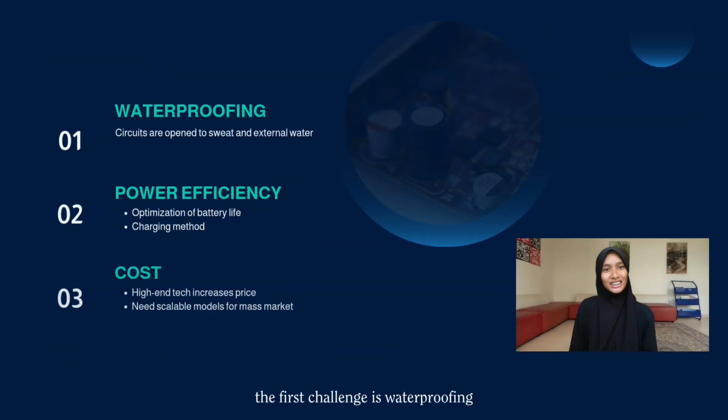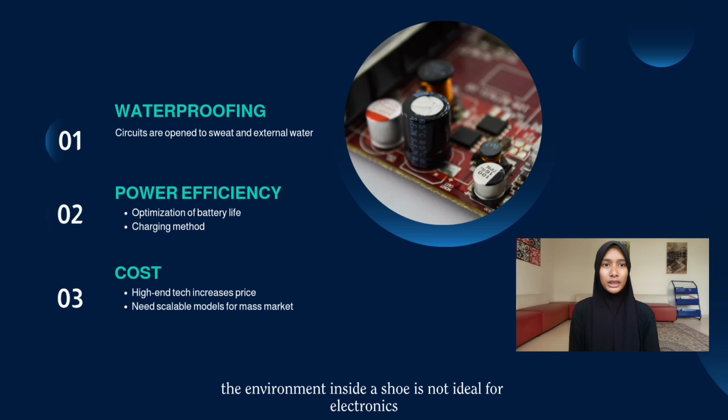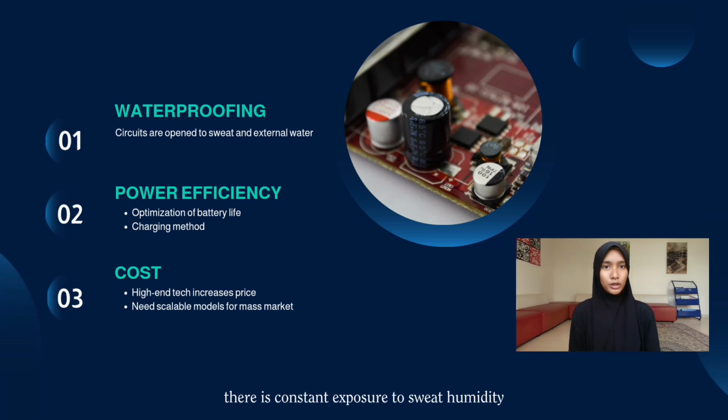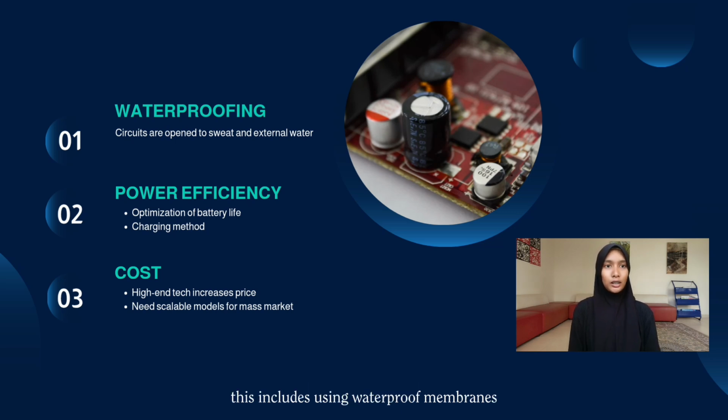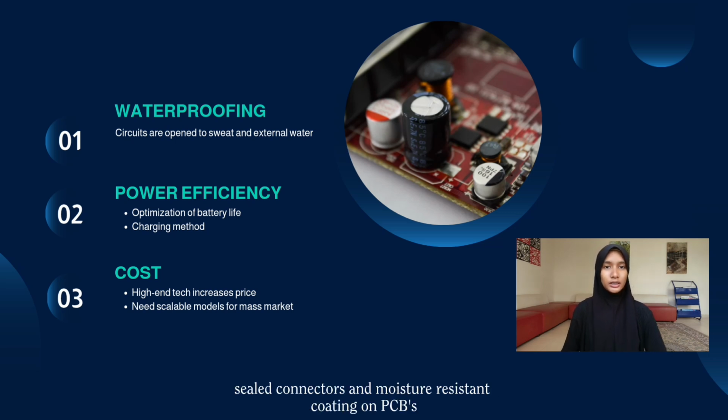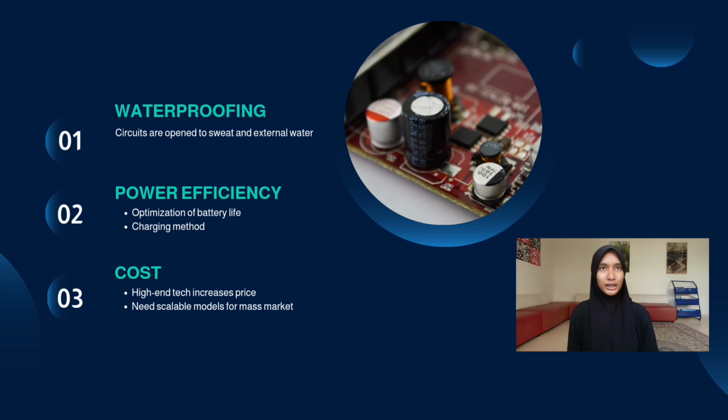The first challenge is waterproofing. The environment inside a shoe is not ideal for electronics. There is constant exposure to sweat, humidity, rainwater, or even spills. To ensure safety and reliability, the entire electrical system must be sealed and waterproof. This includes using waterproof membranes, sealed connectors, and moisture-resistant coating on PCBs. Without this, even a small amount of moisture could lead to corrosion or short-circuiting.